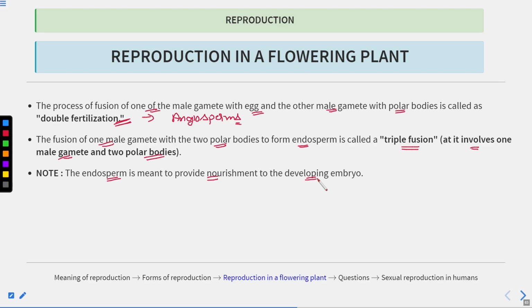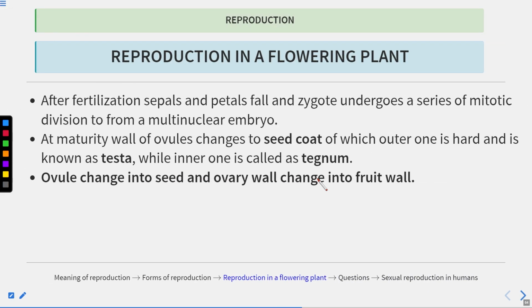Okay, now you know the whole process of double fertilization. What is happening? One of the male gametes is getting fused with the egg cell, and the other male gamete fuses with the two polar bodies. Clear? Now after fertilization, what happens? The sepals and petals will fall, and the zygote undergoes a series of mitotic divisions to form a multinuclear embryo. So first was formation of gametes, then the fusion of the gametes, which is known as fertilization. Then the zygote develops and undergoes mitotic divisions to form a multinuclear embryo.